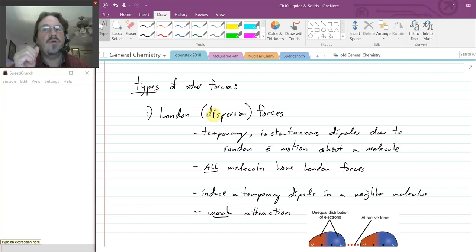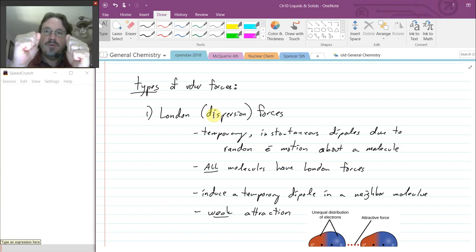Well, every so often, just by statistical probabilities, you'll get them piling up on one side and not piling up on the other, so you have a little dipole form, a little teeny partial positive and a little teeny partial negative from one side to the other. Then you give it time, that'll flatten back out, and maybe it'll form in a different direction. So you've got all these partial charges forming these little teeny dipoles. It's a random thing, and they're temporary. They appear and they disappear.